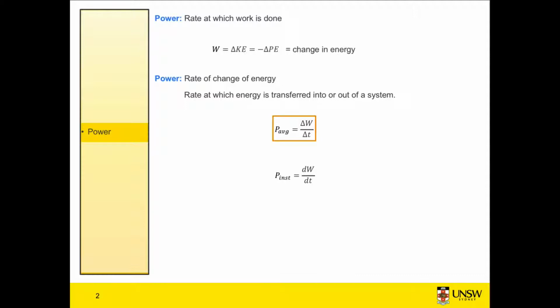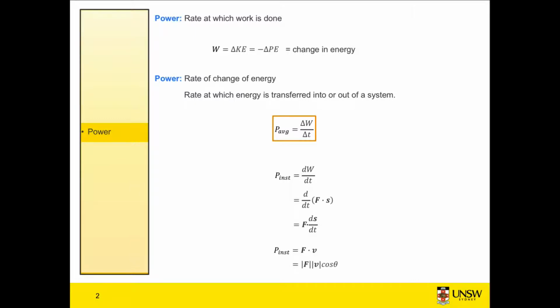We also know that our work is equal to the dot product of our force and our displacement. So if we substitute that into this equation, we can say that our instantaneous power is equal to the rate of change of F dot s, which we can rearrange to write as the force times the rate of change of the displacement, which gives us that the instantaneous power can also be written as the dot product of the force and the velocity.